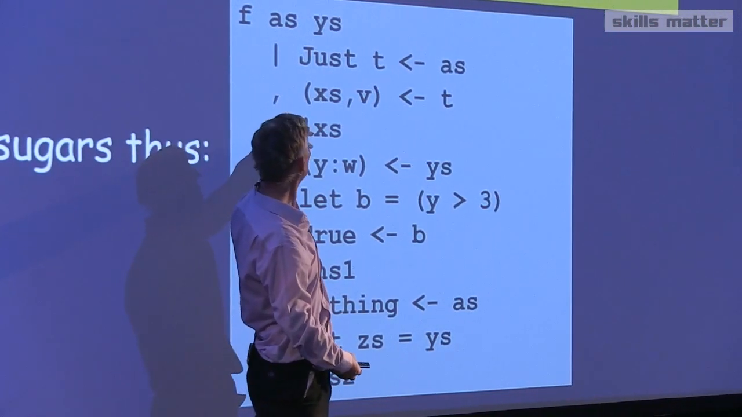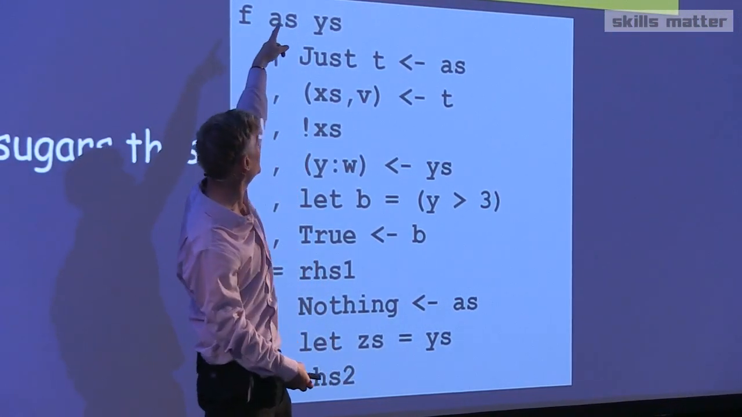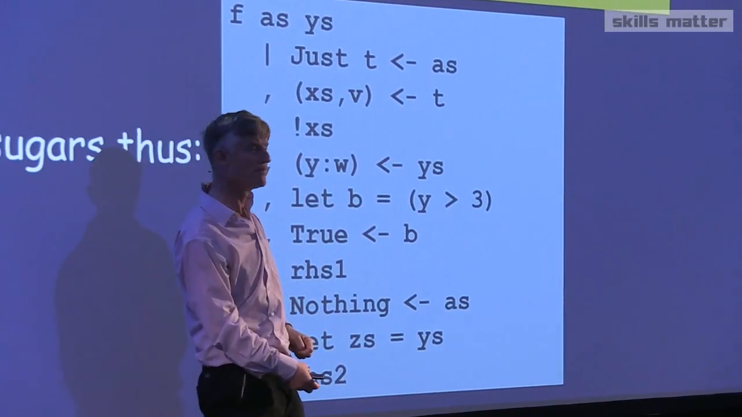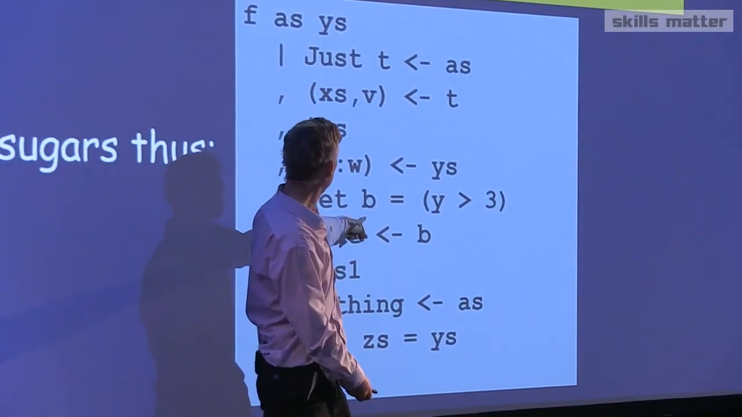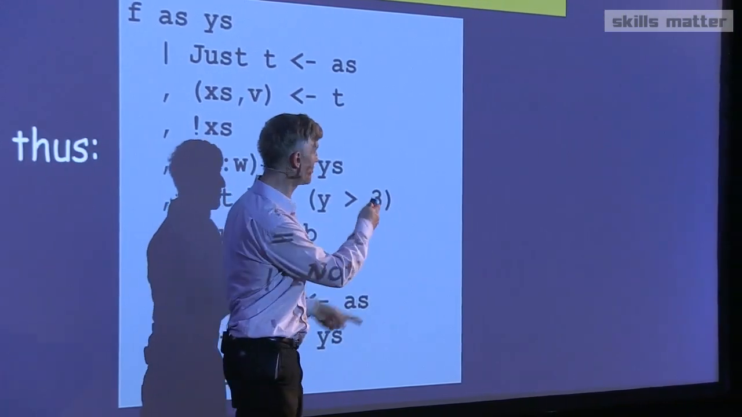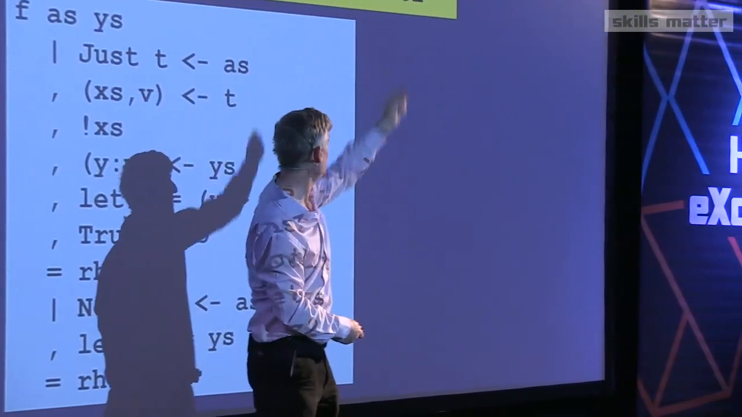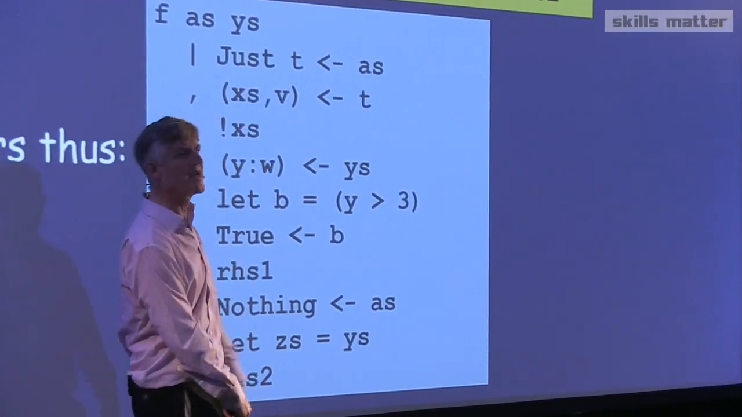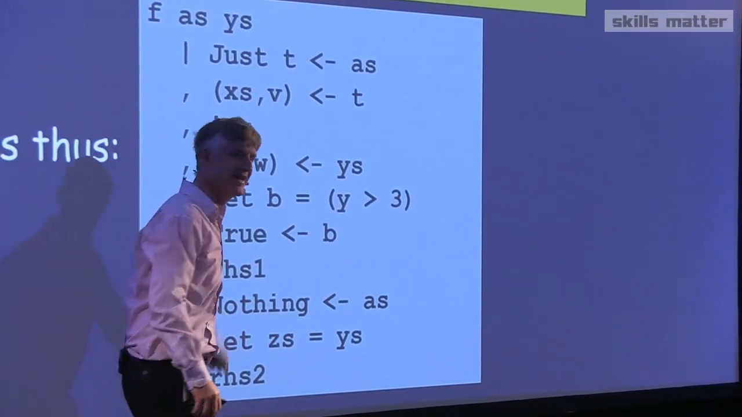So after I've evaluated x's, there's nothing further to do on the first. So now I'm going to match y against y cons w. Then I'm going to define a local variable called b, which is equal to y bigger than 3. That's the right-hand side here. And then I'm going to match b against true. And if all of that succeeds, I finally get to the right-hand side.